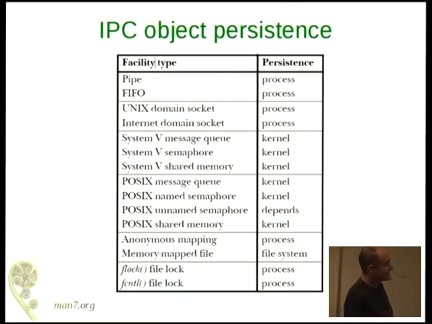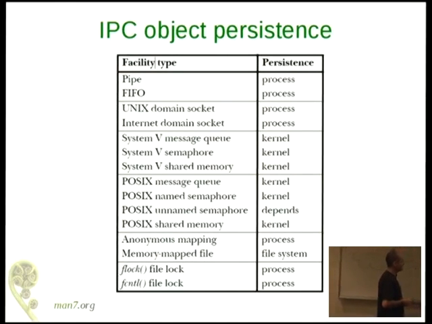POSIX message queues, semaphores and POSIX shared memory have kernel persistence. So what that means is I can create a POSIX message queue, put some messages on it, and then disconnect from the message queue. My process can terminate. Those messages will still stay there until some other process comes along, opens the message queue for reading, and reads the messages. But they'll disappear if the system reboots.